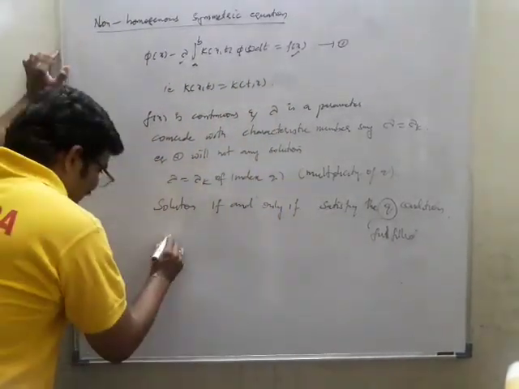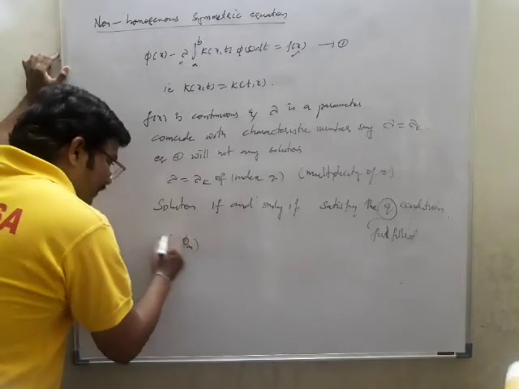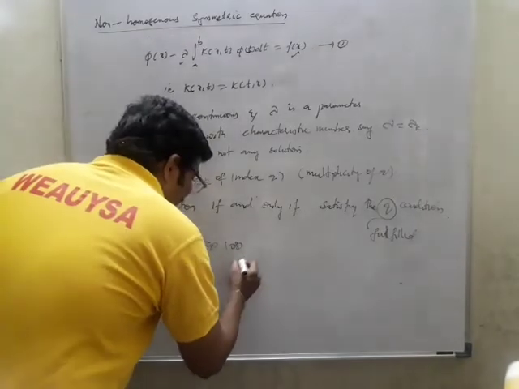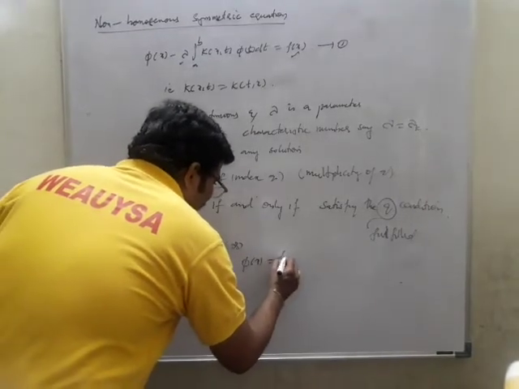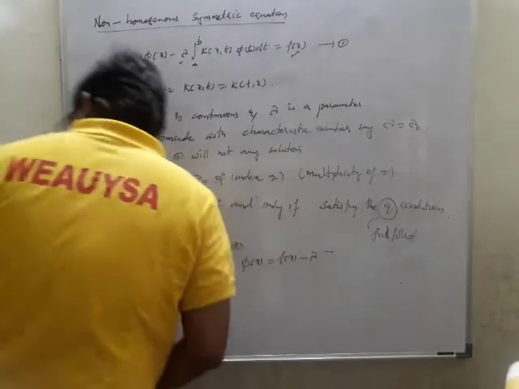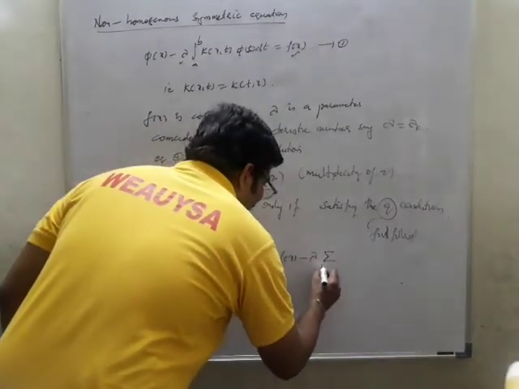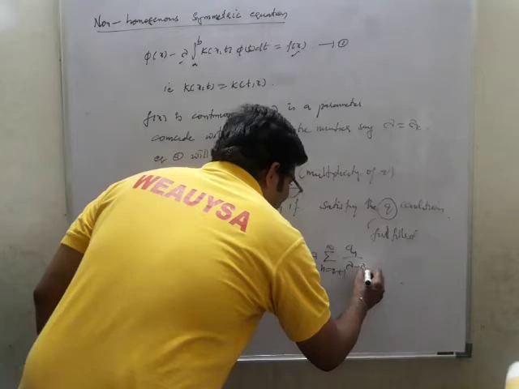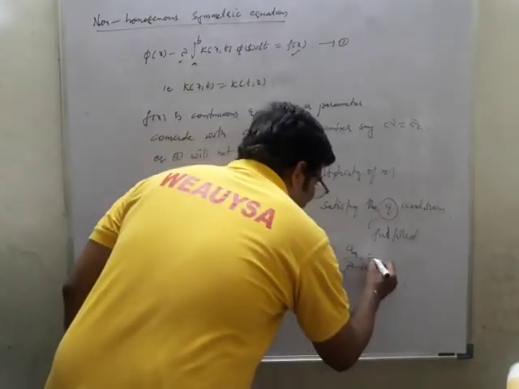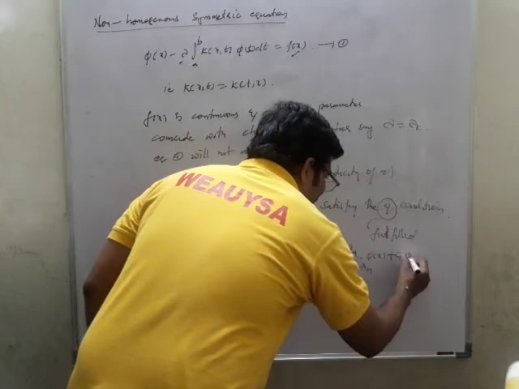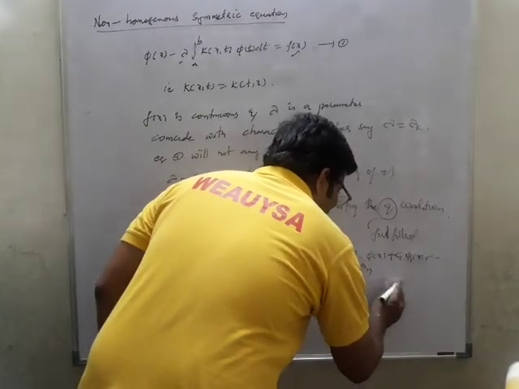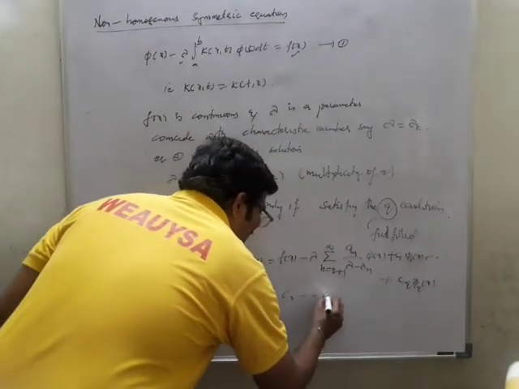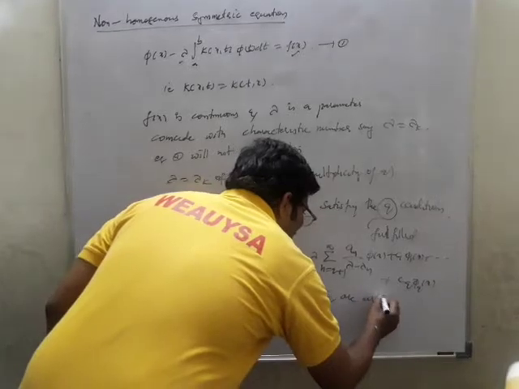What are the conditions? f comma phi m equal to 0, or you can take it like this. The solution phi of x is equal to f of x minus lambda into summation n equal to q plus 1 to infinity a n by lambda minus lambda n into phi n of x plus c1 phi 1 of x plus and so on plus cq phi q of x, where c1, c2 and so on up to cq are arbitrary constants.